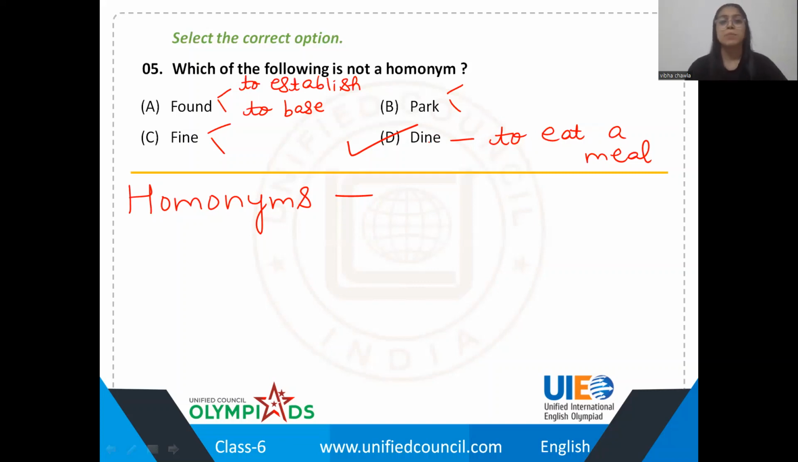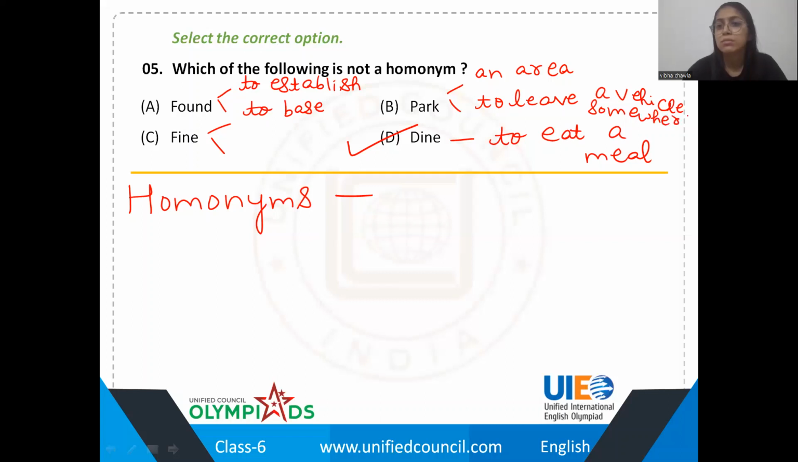Park, same. It is also a homonym. One meaning of park is an area, a large area in a town. That is a park. Park also means when you leave your vehicle somewhere for some time. That is also park. Okay. To leave a vehicle somewhere for some time. Okay, that is also park.